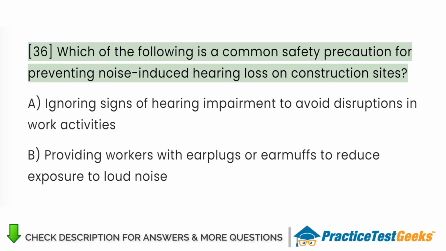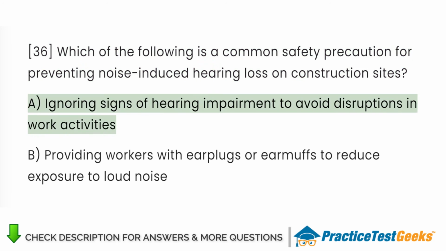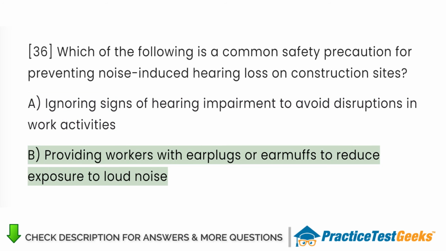Which of the following is a common safety precaution for preventing noise-induced hearing loss on construction sites? A. Ignoring signs of hearing impairment to avoid disruptions in work activities. B. Providing workers with earplugs or earmuffs to reduce exposure to loud noise.